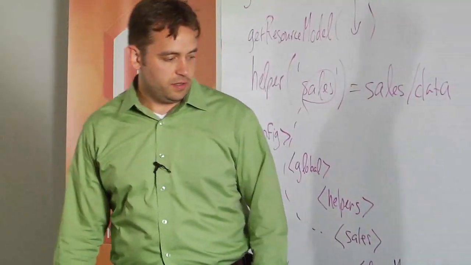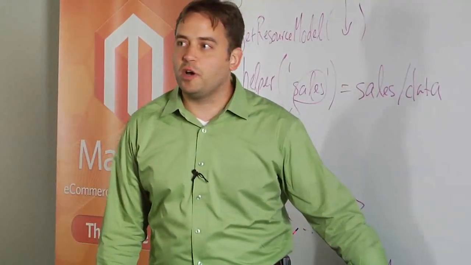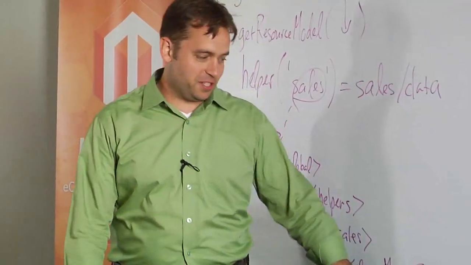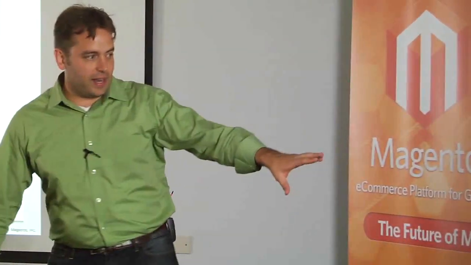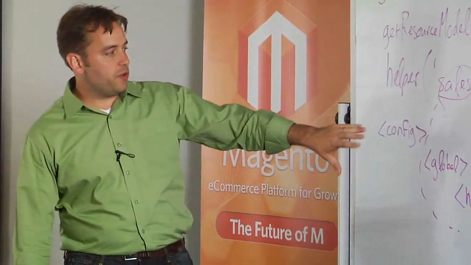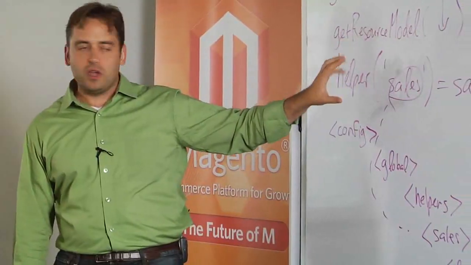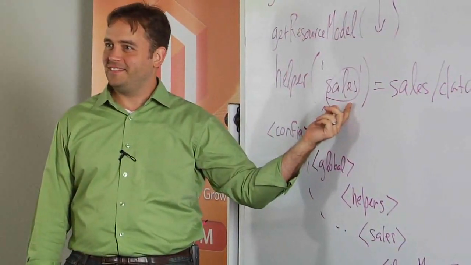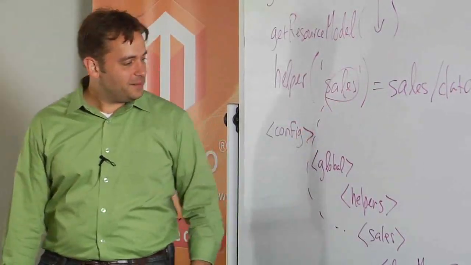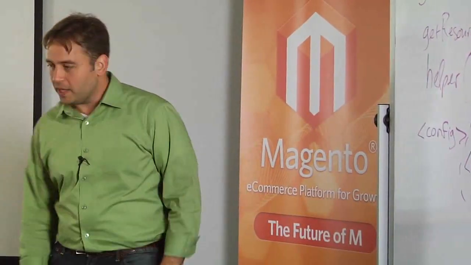If I said Mage sales not much of a helper, then it would look in a folder Mage sales not much of a helper data.php. That's all these strings do. But that has to map to the file system somewhere. That's what these factory methods do with this class group notation. This is exciting stuff.